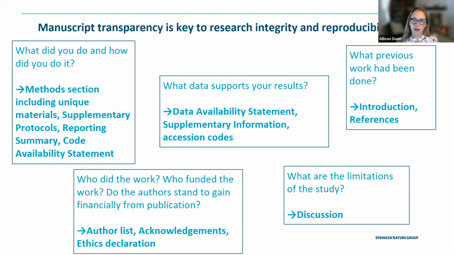The methods section describes what did you do, how did you do it, what tools did you use? The results section will describe the data, but where can you also find that raw data set? Where can an interested reader understand that the data that the authors collected supports the conclusions they made in the paper? A discussion should discuss the limitations of the study, plans for future work, and finally, things like the author list, the acknowledgements, and the ethics declaration explains who did the work, who funded the work, and do the authors stand to have any financial gain from publishing the work.